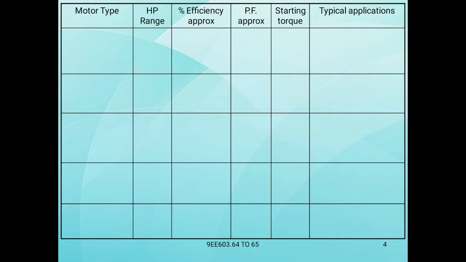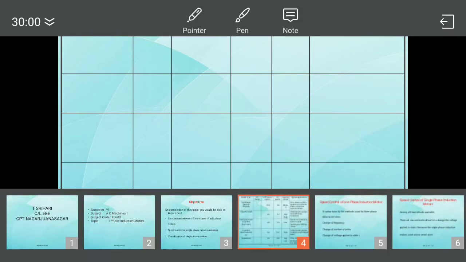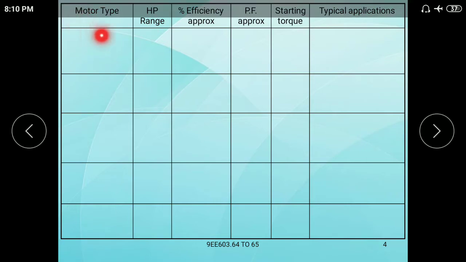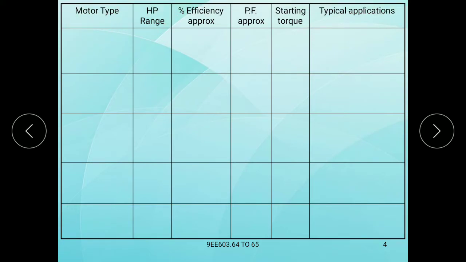Here, this is a motor type and HP range, efficiency approximately, power factor approximately, starting torque and typical applications. So this is very important.